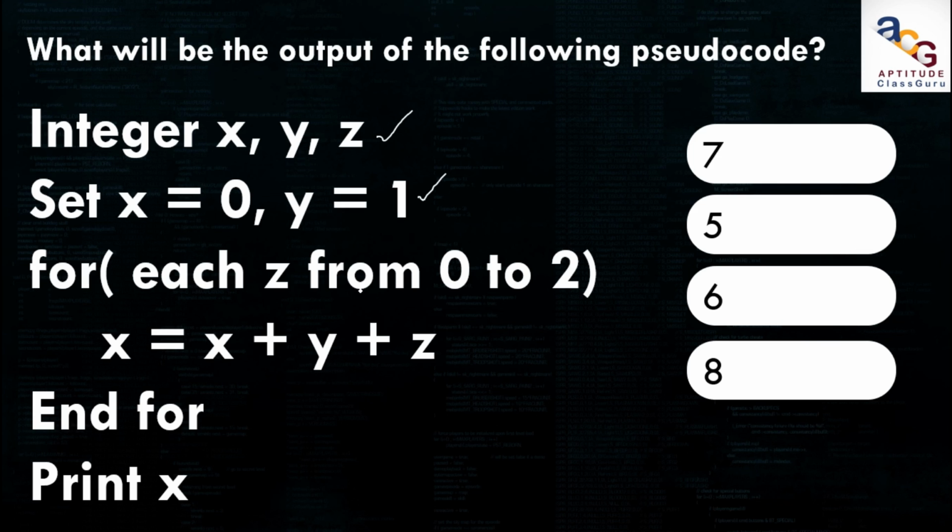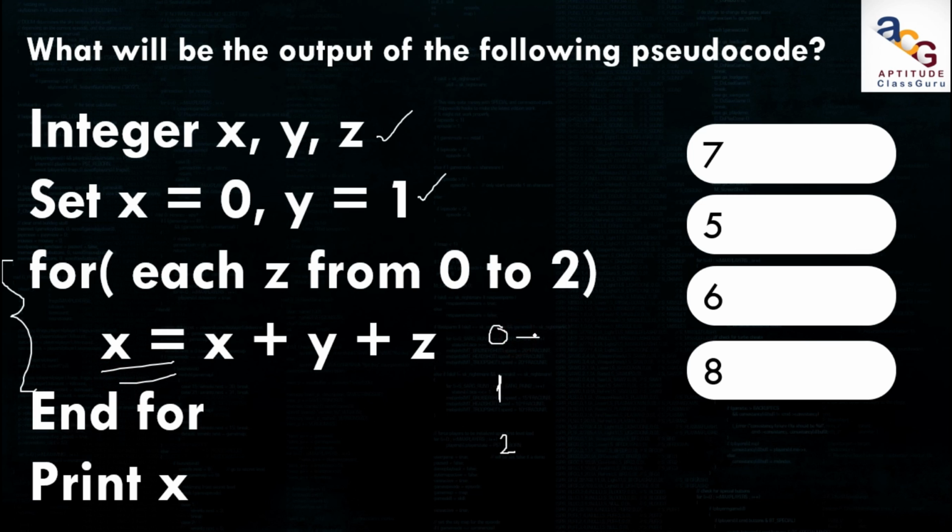So how many times will the loop run? It is 3 times. Why? Because the z value starts from 0 and ends at 2, 0 to 2. Okay, the loop will run 3 times. In these 3 iterations, the internal statement behaves as x equal to x plus y plus z.